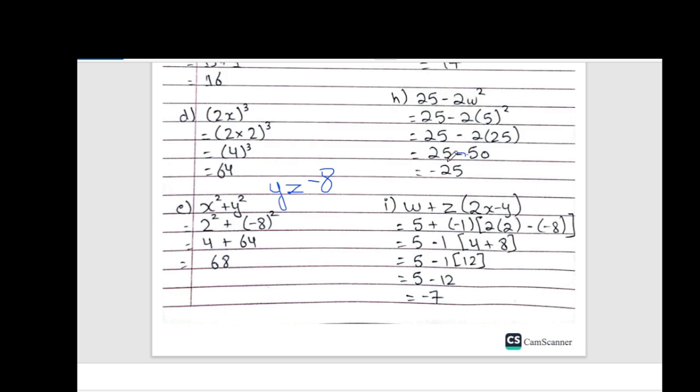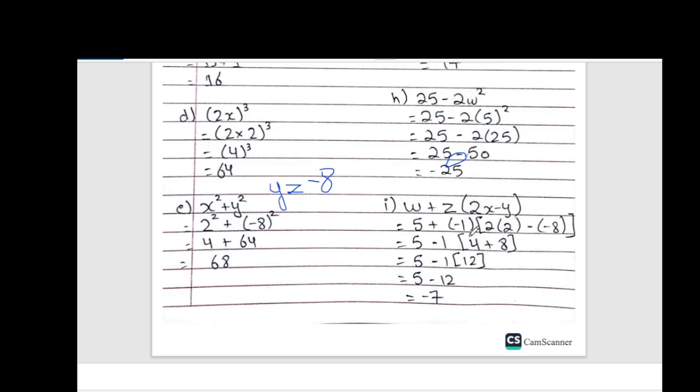So that's why the answer is minus 25. In part I, the expression is w plus z into 2x minus y. W is 5, z is minus 1. Then 2 into x, x is 2, and y is minus 8, plus as it is, plus minus minus 1. 2 into 2 is 4, minus minus plus 8.